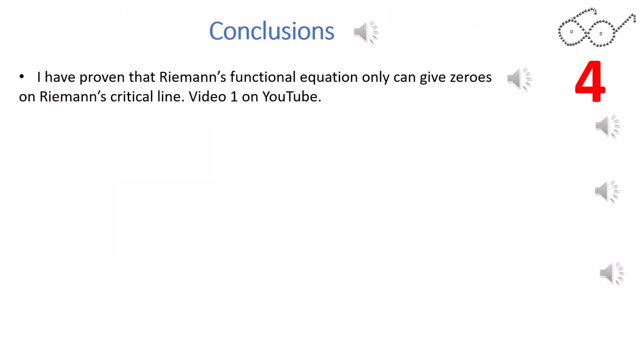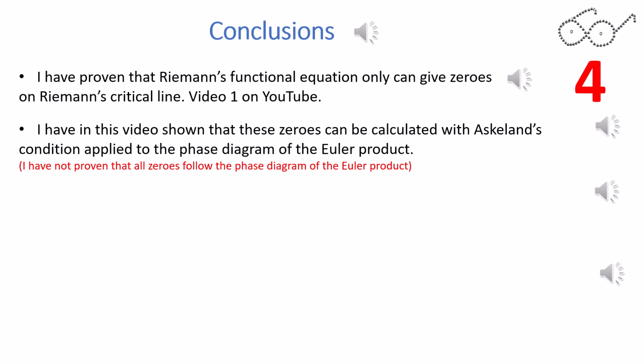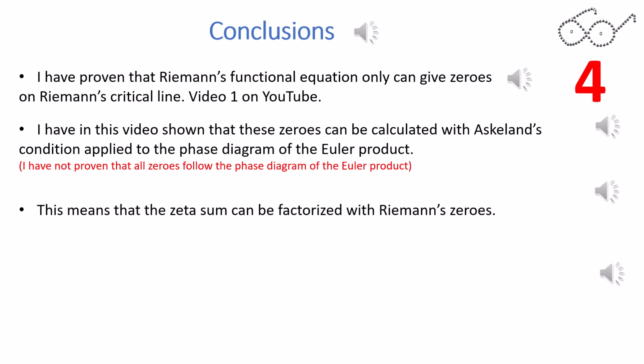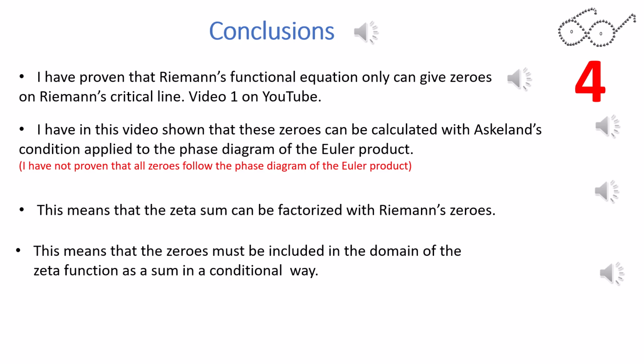Conclusions. I have proven that Riemann's functional equation only can give zeros on Riemann's critical line. I have in this video shown that these zeros can be calculated with Ascalon's condition applied to the phase diagram of the Euler product. This means that the zeta sum can be factorized with Riemann's zeros. This means that the zeros must be included in the domain of the zeta function as a sum.